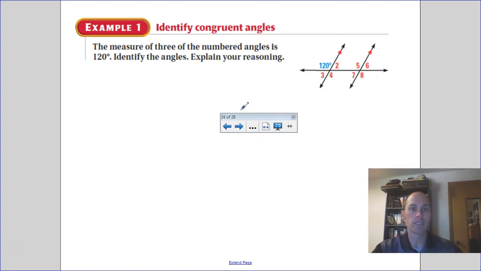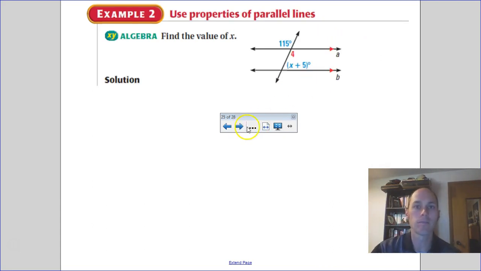We talked about this before, but if this is 120, the vertical angle is 120 here, which means these are 60 because they're a linear pair, and we would translate those ones over. So 120 here. This one's also 60, 120, and 60. So if we just know one of the angles, and we know that the lines are parallel, we can figure out all the other angle measures.